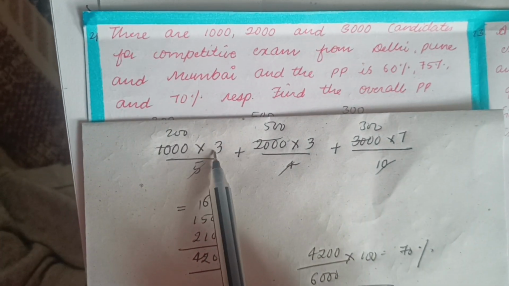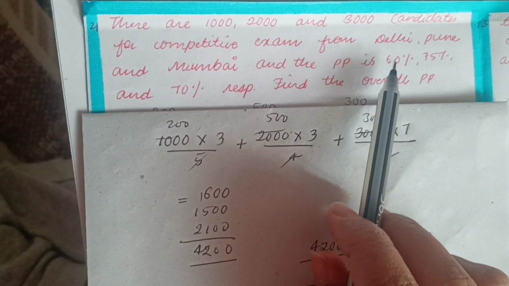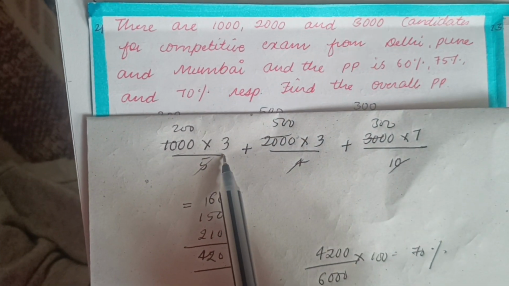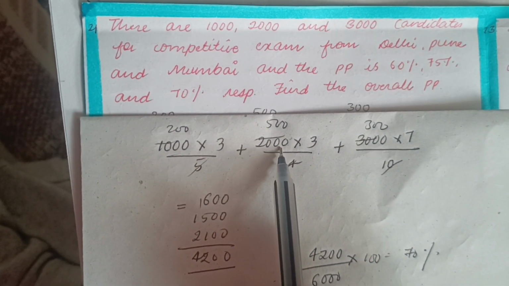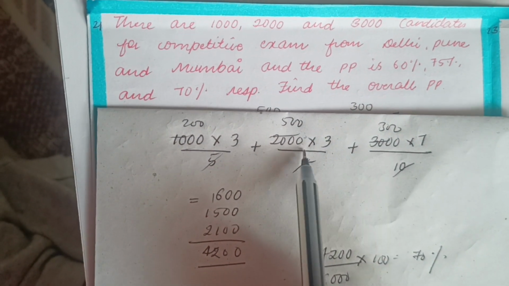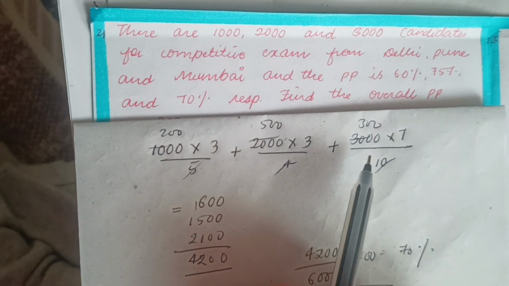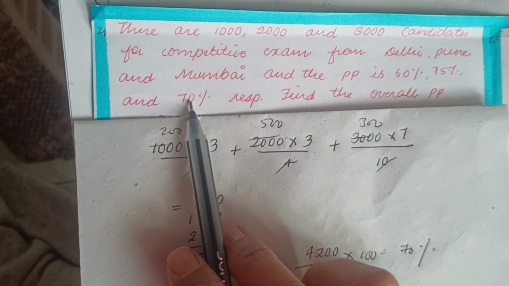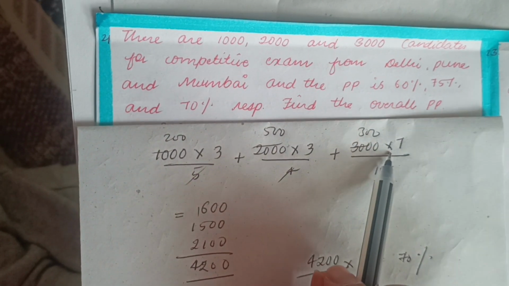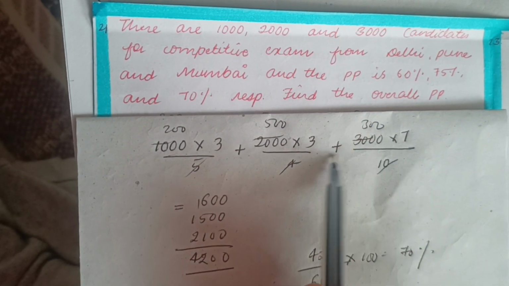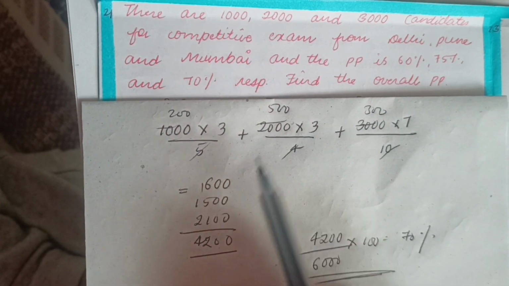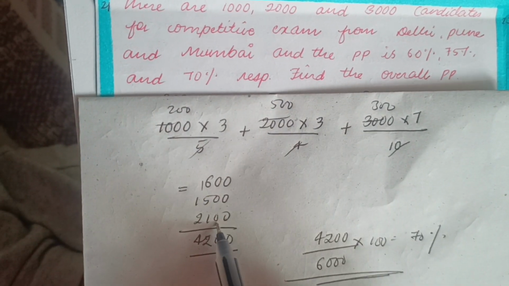Out of them, from Delhi there will be 60% passing people. 60% is 3 by 5, and out of 2000 there will be 75% who passed, so that means 3 by 4. And out of 3000 people, 70% will be the passing percentage of Mumbai, so I have multiplied here 7 by 10. By solving this, this will be 600, this is 1500, and this will be 2100.